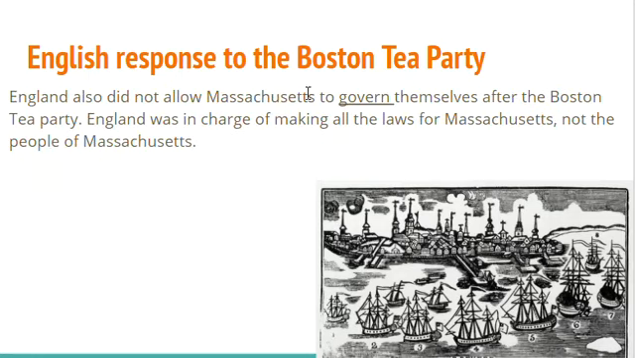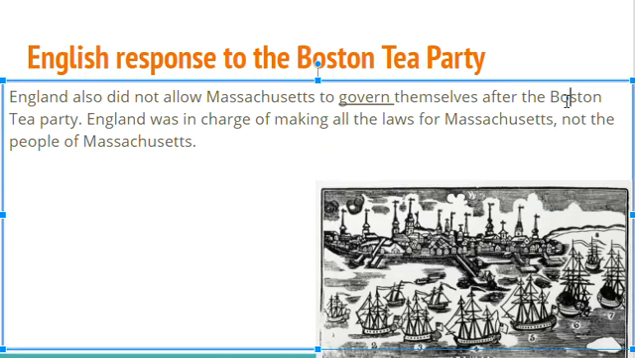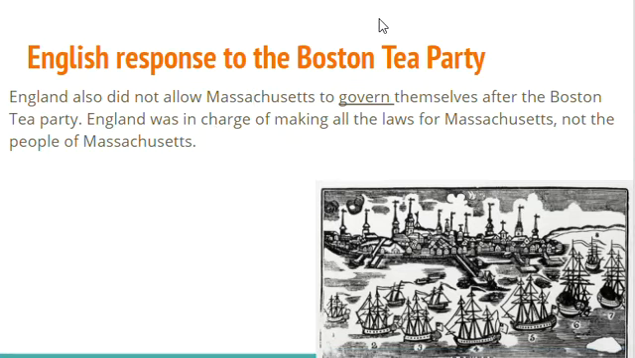And the English response to the Boston Tea Party continued. England also did not allow Massachusetts to govern themselves after the Boston Tea Party. Boston is a city that's in Massachusetts. So England was so upset, Massachusetts can no longer govern themselves. England started taking over their government, and England was in charge of making all of the laws for Massachusetts, not the people of Massachusetts, which upset many of them. So as you can tell, the colonists are starting to get more and more upset with the British.